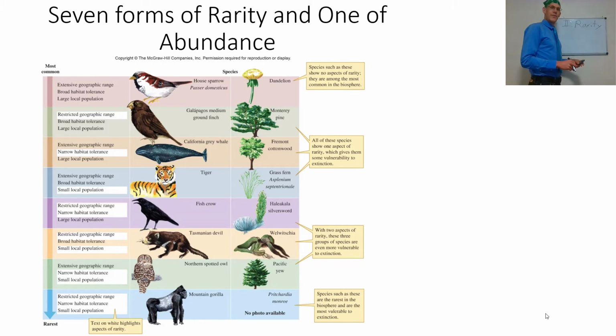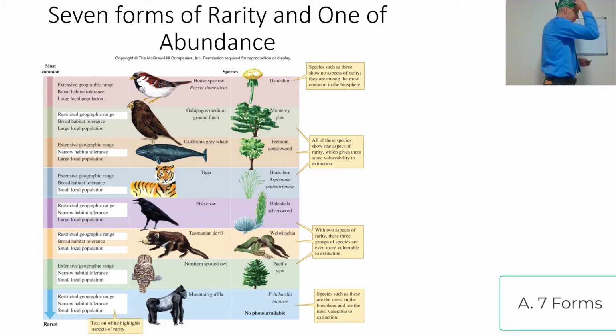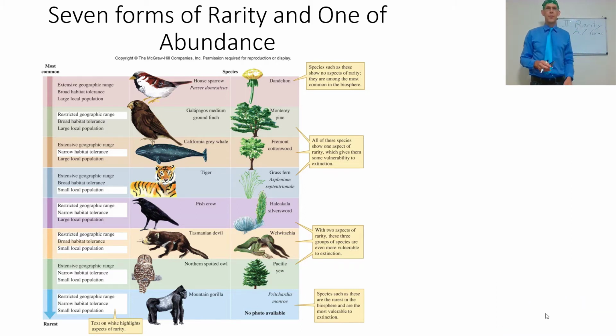Some animals and plants are more common than others. You probably looked around and saw that there were some things dominating the landscape, and some that you only saw one or two of. So what does it mean to be common, and what does it mean to be uncommon, and what does it mean to be rare? There are 7 ways to be rare.